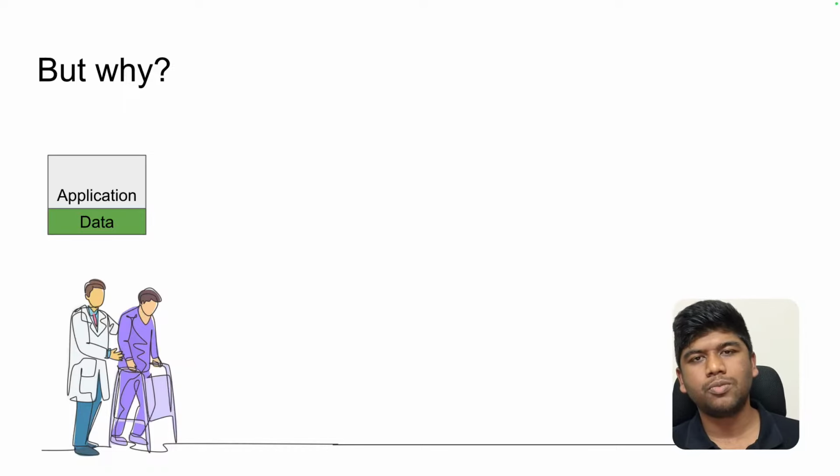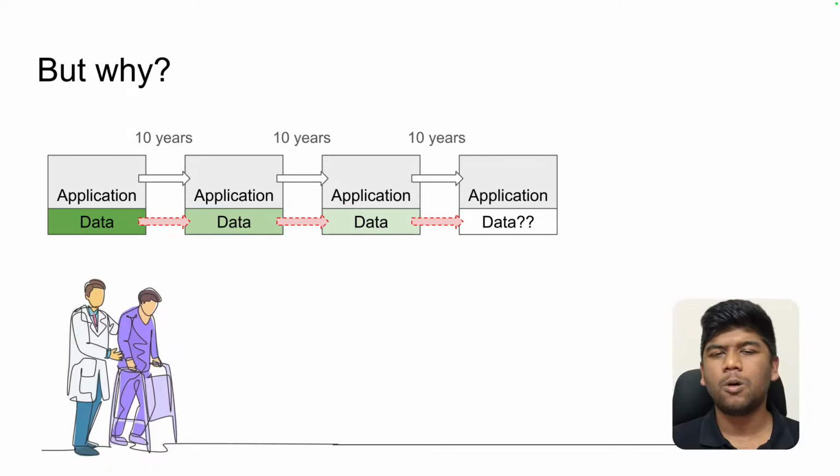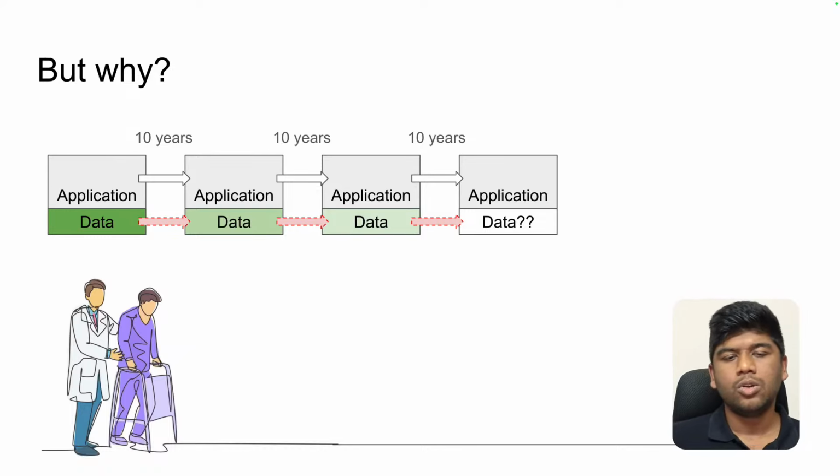But what happens when you have to switch applications? This happens around every 10 years. Usually there is a change in requirements, and usually any application gets outdated in 10 years, and then you have to change to a new one. And then another 10 years, you have to change to a new one, and then another 10 years, a new one again. What happens to the data?